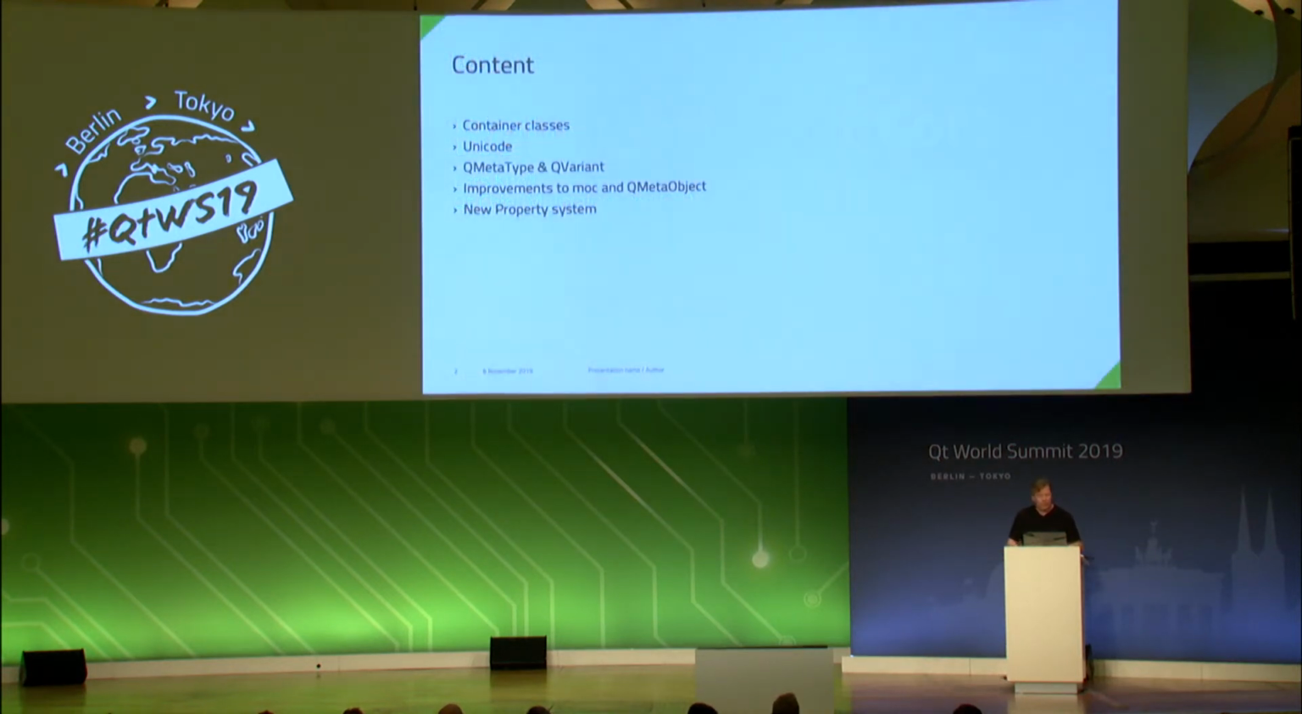Let's talk about the container classes, slightly more in-depth than what we've had in the keynote. Recap a bit on the Unicode changes, go a bit more in-depth into meta type variant, improvements on moc, the meta object and the new property system. Those of you who have been here on the last session heard quite a lot about the meta object and the property system. Some of those things will change a bit in Qt 6, and I'll try to go into some of those changes. It'll be a bit in-depth for some of those things, but I hope you'll be able to follow, even if you don't know the implementation details.